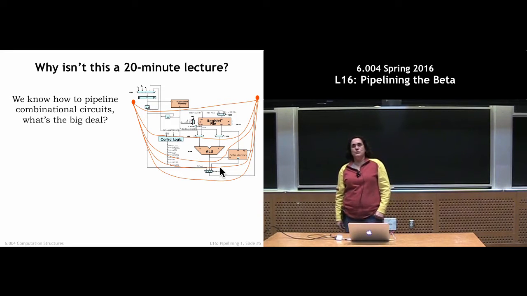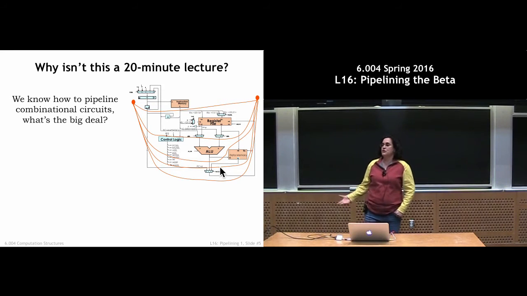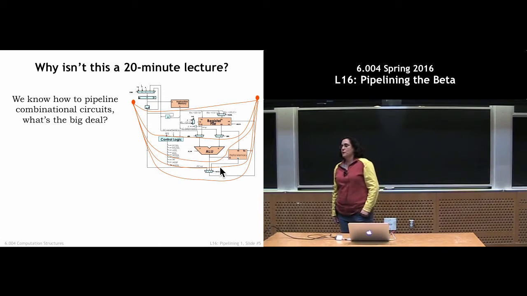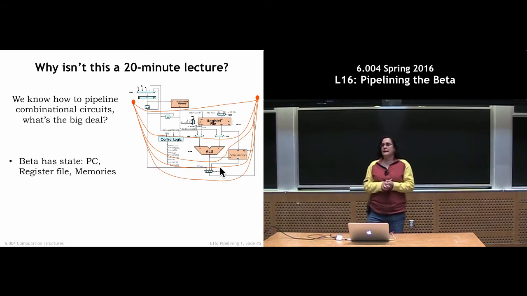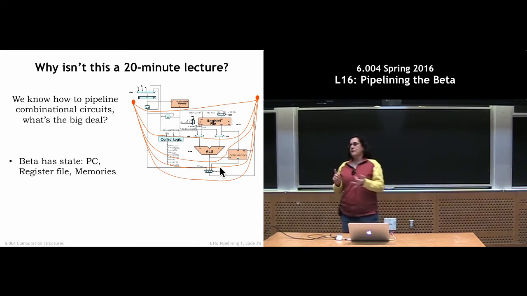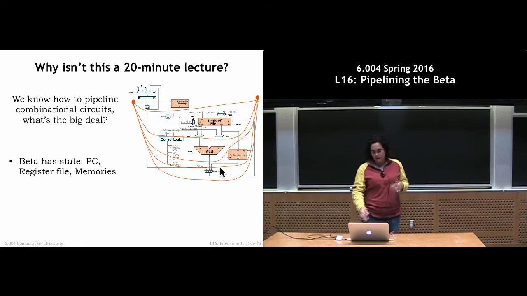The reason we can't do this is because this isn't a combinational circuit. So what we learned so far is how to pipeline combinational circuits. But here we have 2 things that we need to be aware of. The first is that the beta has state. So we have our PC register, we have our register file, we have our memories. All of that is maintaining state. And so this is no longer a combinational circuit, which is something that we know how to pipeline.